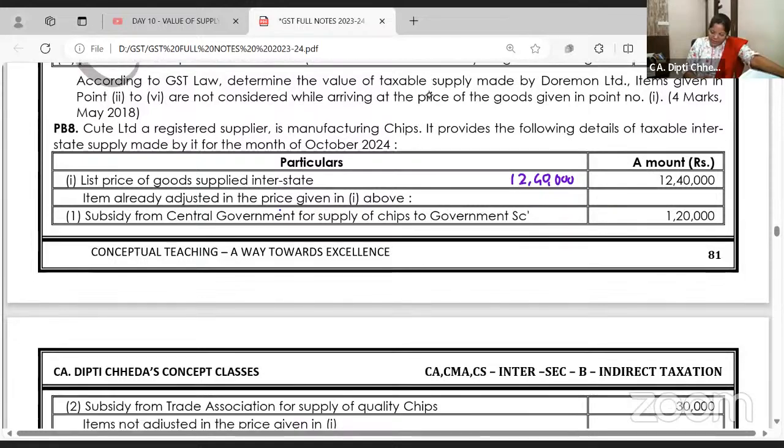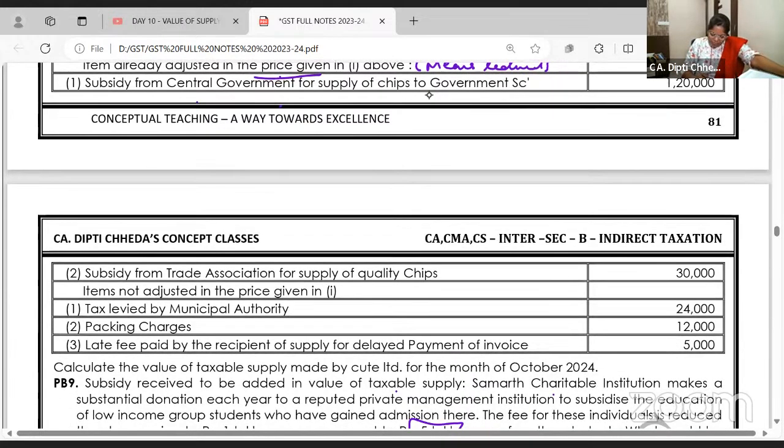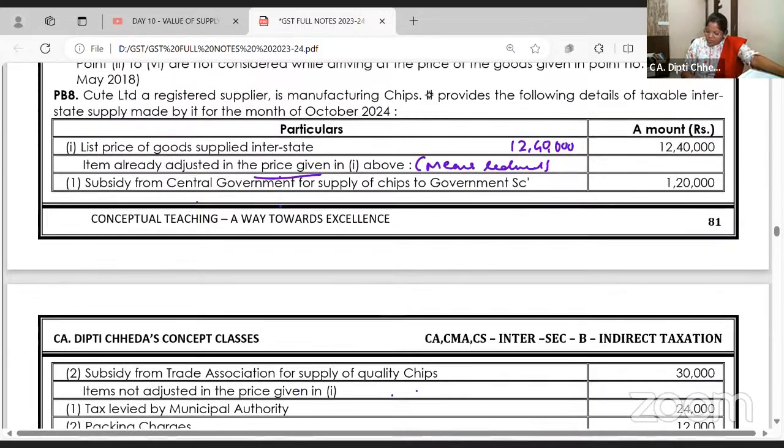So items already adjusted. Adjusted means, I want all of you to write, reduced. पहले उन्होंने एडजस्ट कर लिया, रिड्यूस कर दिया. Subsidy from central government. So it is to be reduced and they have already adjusted. Done. Subsidy from trade association. Oh, this is a private subsidy. If they have adjusted, they have reduced. You have to add back.